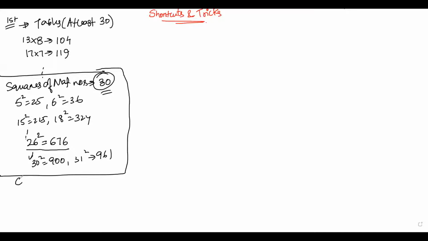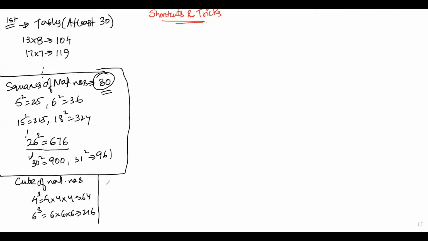Apart from that, we should also remember the cubes of natural numbers. For example, if I ask you what is 4 cubed, this is nothing but 4 times 4 times 4, which is 64. In a similar way, what is 6 cubed? That is 6 into 6 into 6, which is 216.